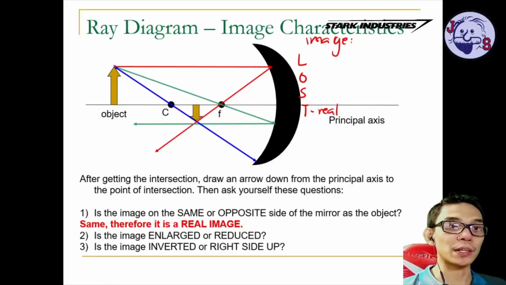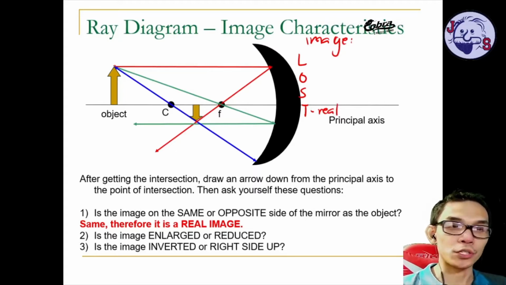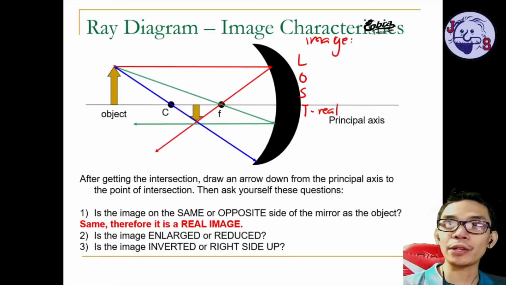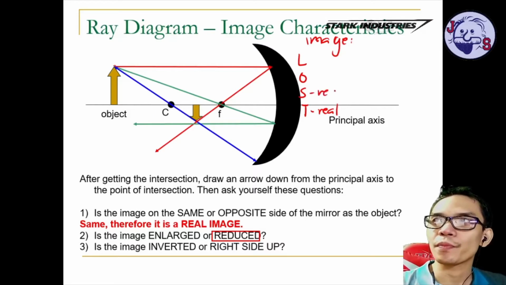All right, so that is a real image. Next one, is the image enlarged or reduced? As you can see here, it is reduced to its original size. So that is your size: reduced.